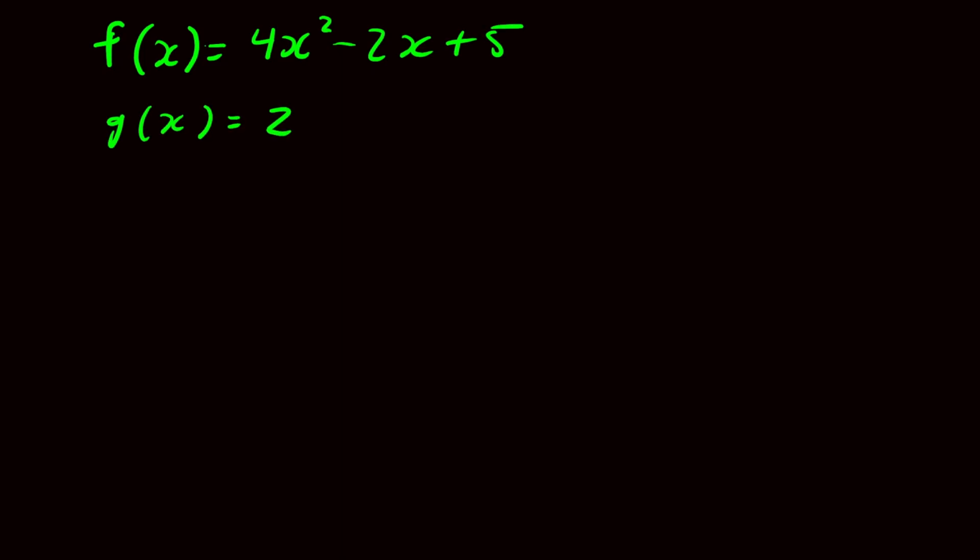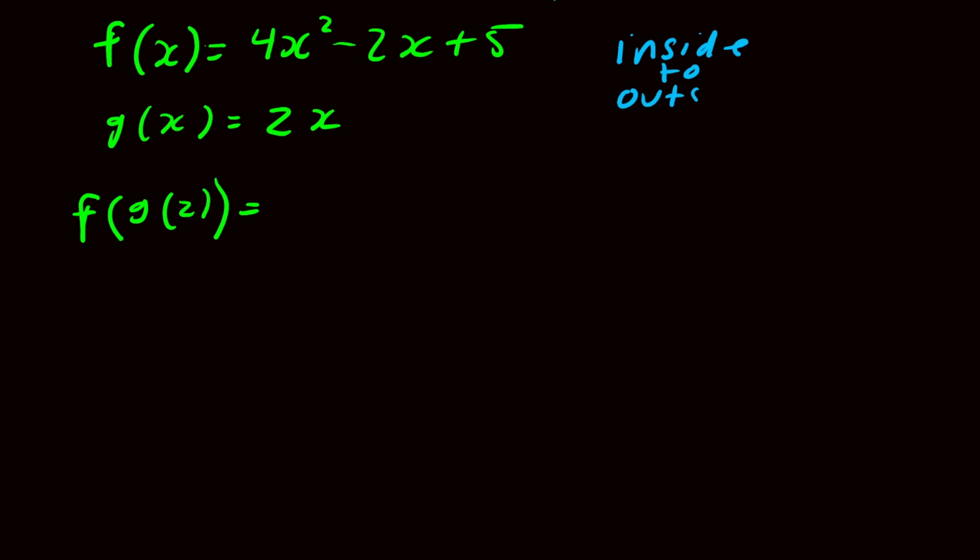Now, let's use that same equation, but what if I say g of x is, I don't know, 2x? And then the problem asks you f of g of 2. Okay, now what do I even do? Remember, go from inside to outside. That's like the main rule you should remember in composite functions. Inside to outside. So first let's start with this g of 2. We can ignore the f of right now.